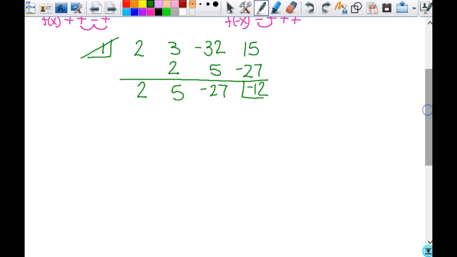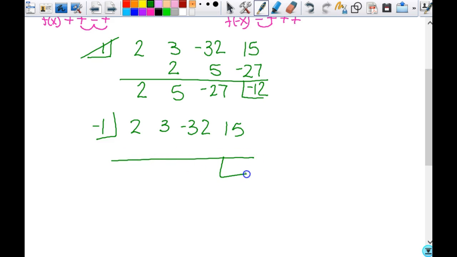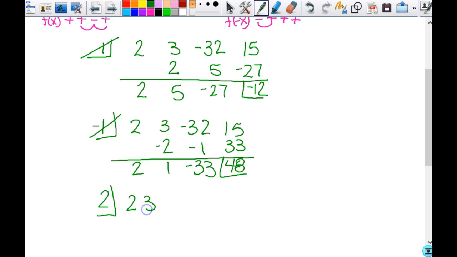So then I'm going to try negative 1. Let me write down 2, 3, negative 32, 15. So bring my 2 down, gives me a negative 2, 1, negative 1, negative 33, positive 33, so that gives me a 48. So does negative 1 work? Nope, sure doesn't. Okay, so now I'm going to try 2. I'm going to use 2, 3, negative 32, 15.